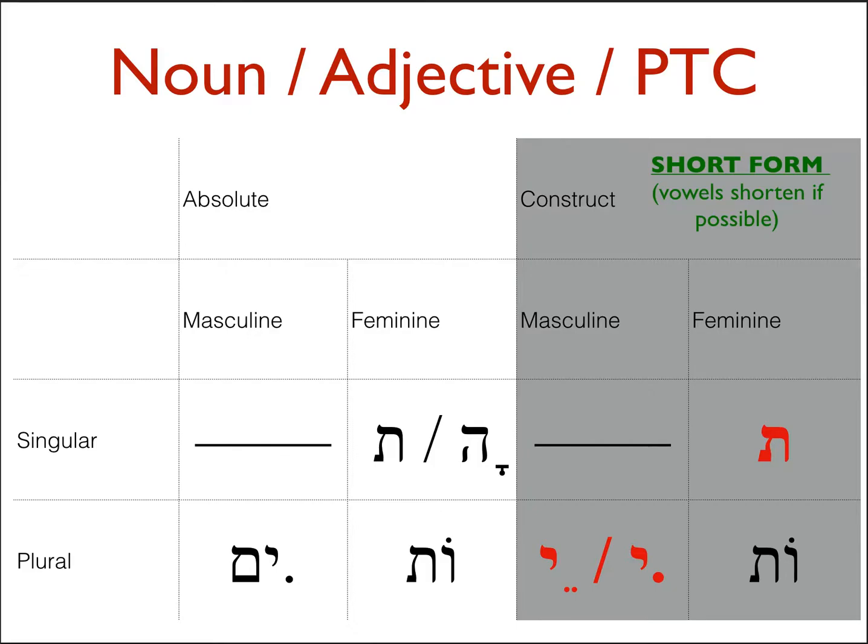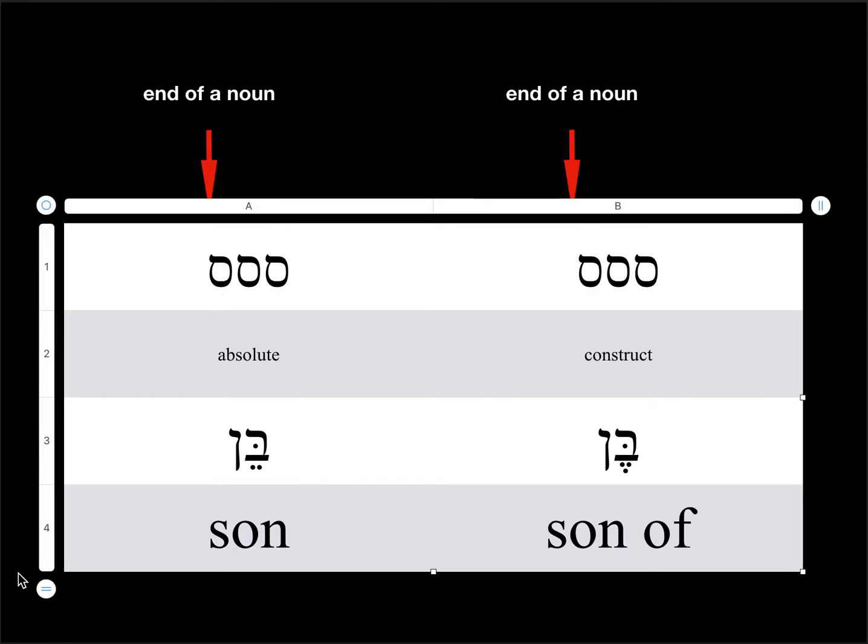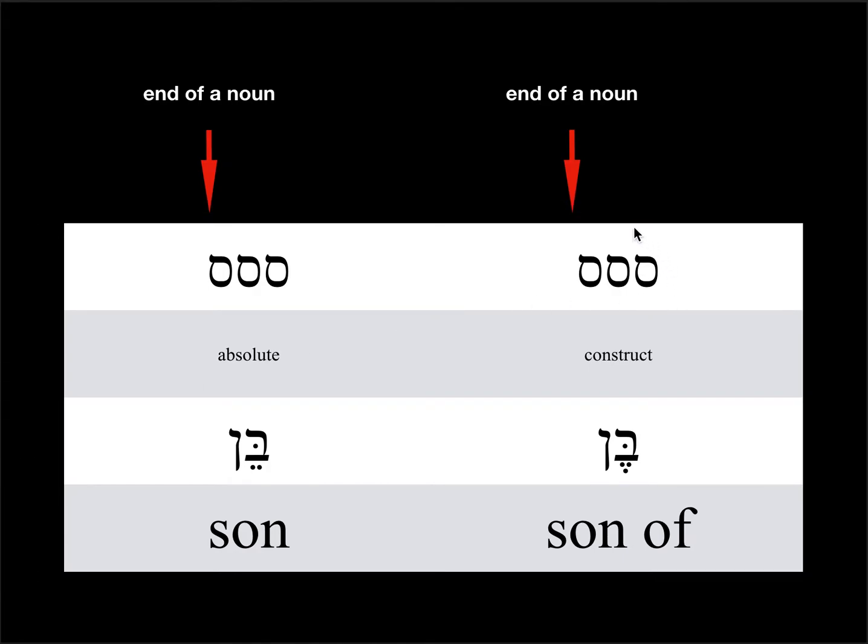Let's look at some examples. Here is a side-by-side comparison. If we have a noun and it ends with nothing in the noun form over here, if we go to the construct, it will still have nothing. We cannot shorten nothing.